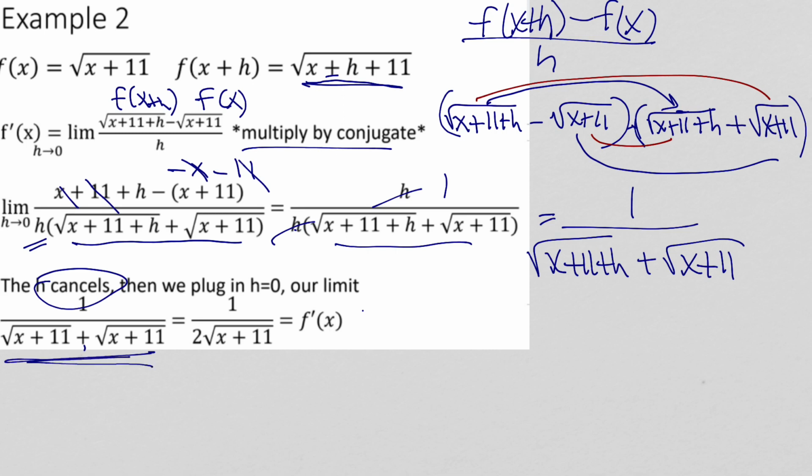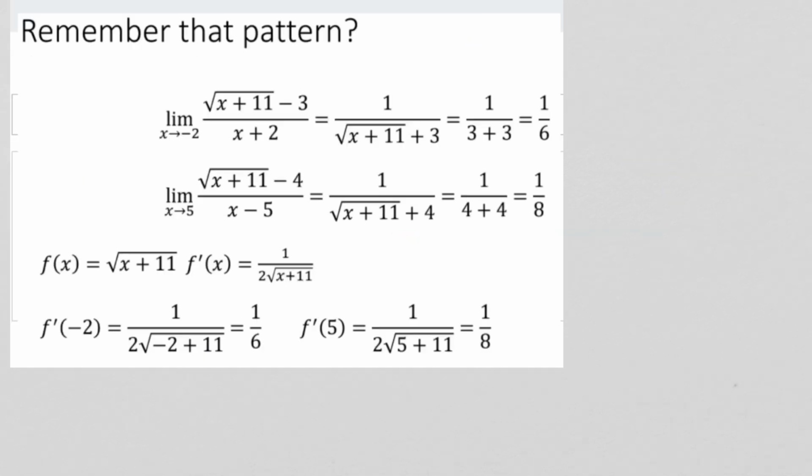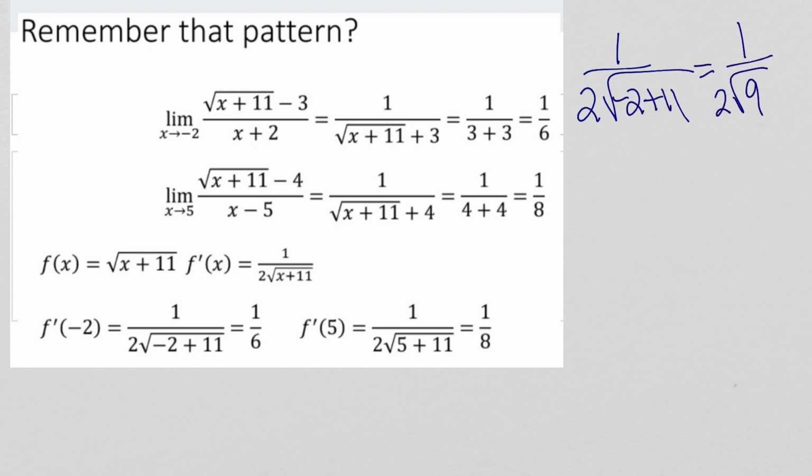So how many are these? 2 of them. So my general derivative for square root of x plus 11 is 1 over 2 times root x plus 11. So this is exactly the same thing as that pattern for these. So do you remember the pattern? It was 1 over 2 times the limit plugged in. So for this first example, it would be 1 over 2 times root 9, which is 1 over 2 times 3, which is 1/6.